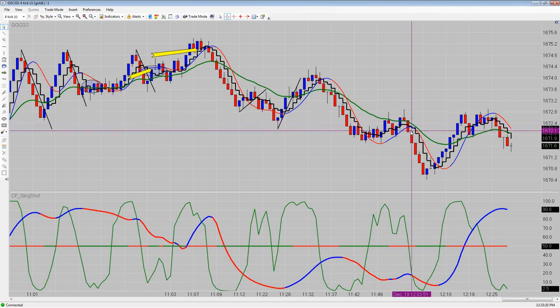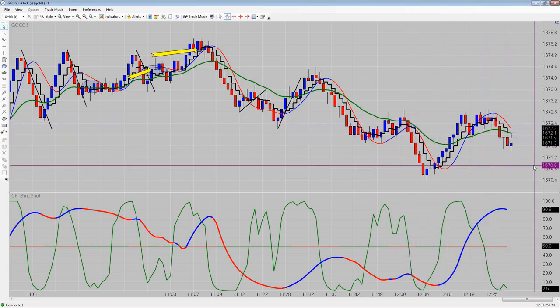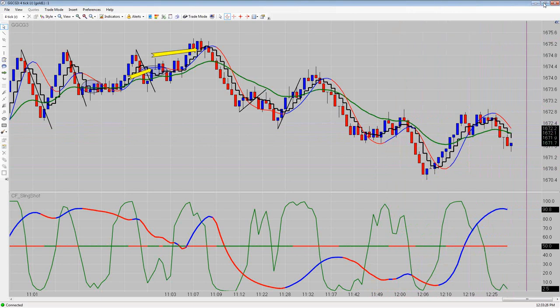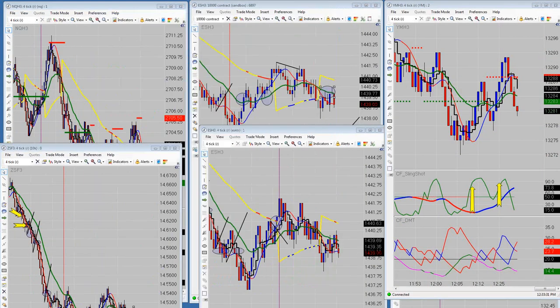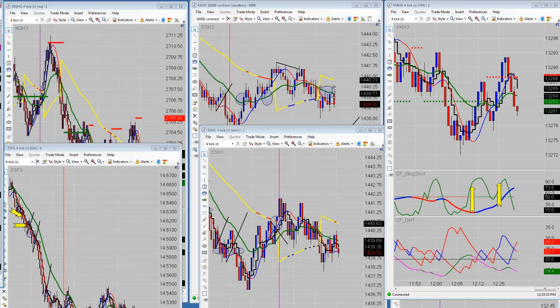On this one, it would have been the close below the trend line. Now we're inside the break period right here, but that would have been okay on the way down. All right, and that was pretty much that for the gold. All right, so we had a good morning on the gold. We were plus 21 ticks on the gold.